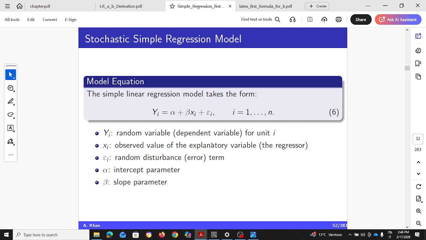So by now we should know yi is the random variable, which is the dependent variable. Xi is the observed value, the explanatory value in our model. Epsilon is the random disturbance now. This is the new term. These are values which we don't know, which we cannot get from the data. So we have the data, but we cannot find this random disturbance. We saw before they are related to nature. Alpha is the intercept, beta is the slope parameter here.